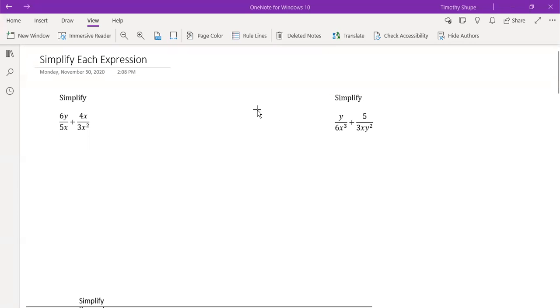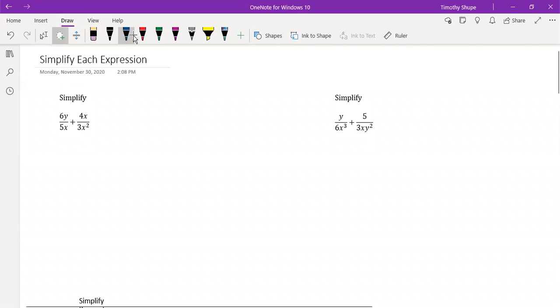Today we want to learn how to simplify expressions when we have two rational expressions, either adding or subtracting. So looking at these, the first thing that we want to be able to do is figure out how to make the denominators the same. And when I mean the same, I mean to have the same factors in each one of the denominators.